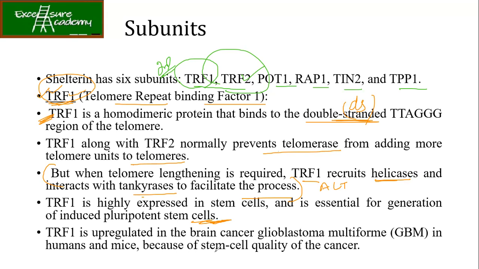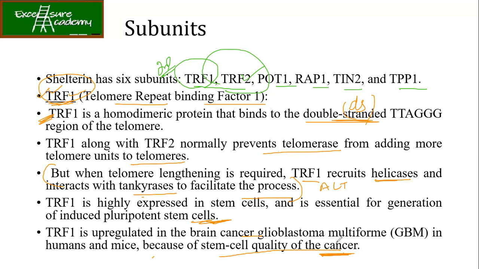Now it is upregulated in the cancer cells in humans and mice because of the stem cell quality of the cancer. Okay. Now why do we say that it has the stem cell quality of the cancer? Because stem cells are also growing. Okay.